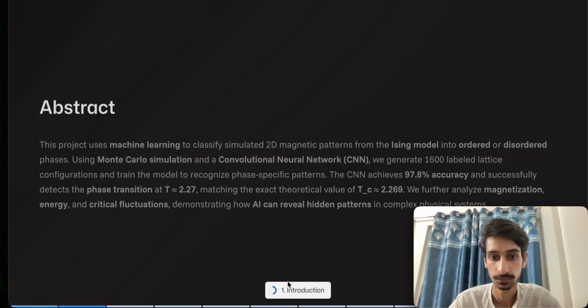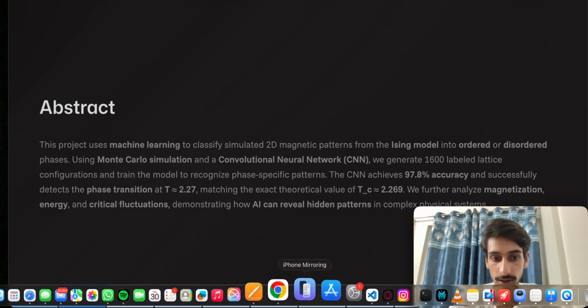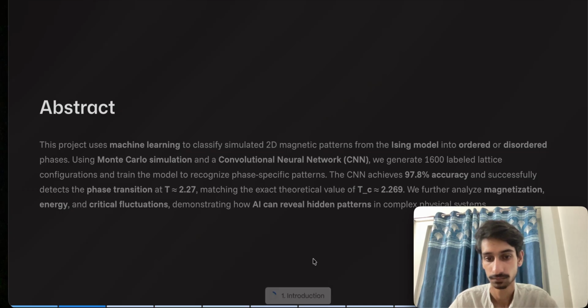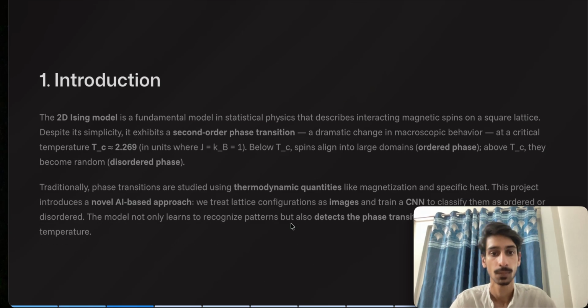So let's come to the introduction part. This is the introduction of the project. The critical temperature of the 2D Ising model is precisely 2.269, where the system undergoes a second order phase transition.